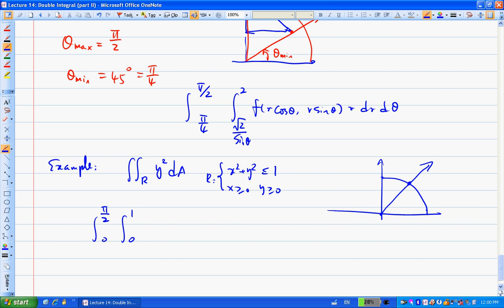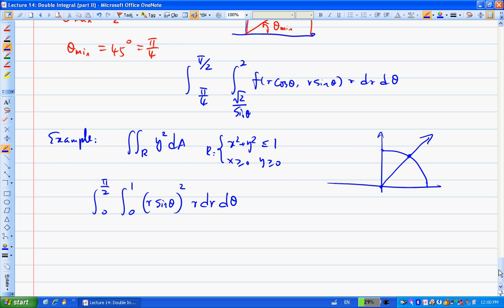Okay. And we're integrating y squared, so we're going to replace the y with what? With r sine theta. And the dA needs to be changed into r dr d theta. All right? Okay, so that's all it is. Then let's carry out this integral here.